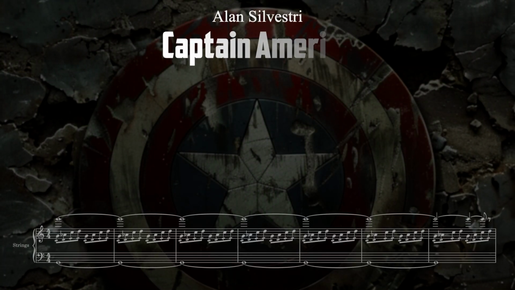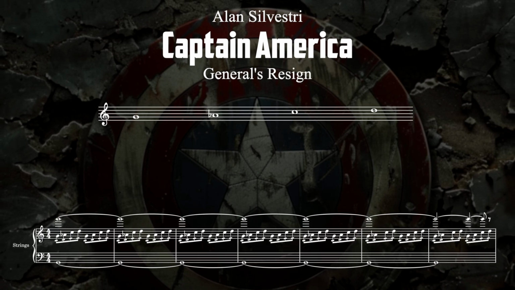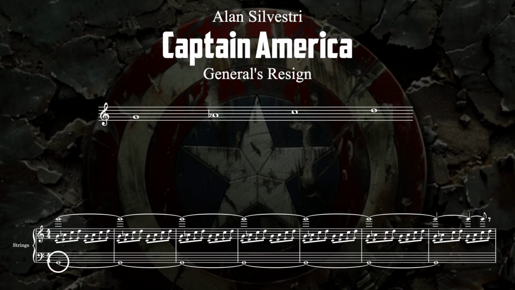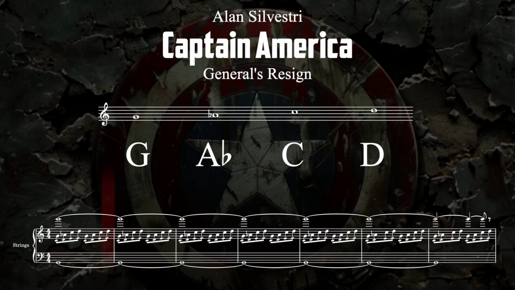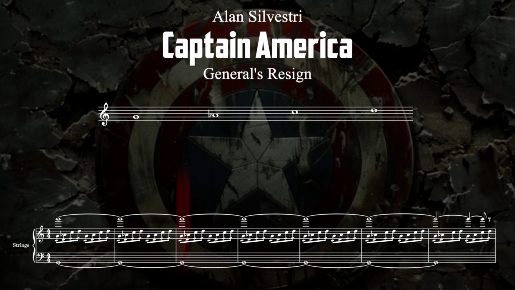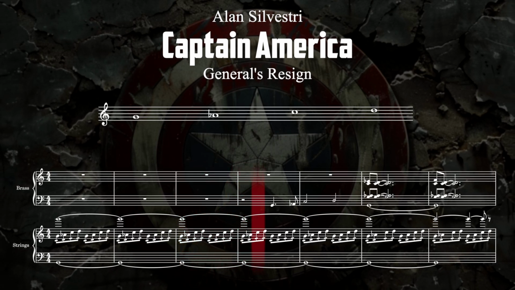And let's move to a moment from Alan Silvestri's score to Captain America. In this case, I want you to assume that the lowest note G is the root, and that the chord tones are G, A flat, C, and D. Think about what you might call this type of chord.